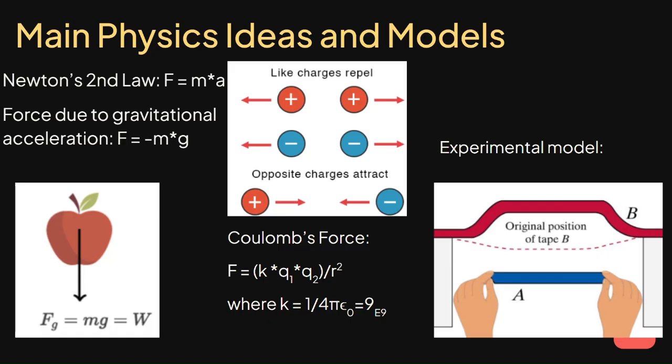First, we have Newton's second law, or force equals mass times acceleration. In this case, we're just going to look at the force due to gravitational acceleration, F equals mg, where g is 9.81 meters per second squared.